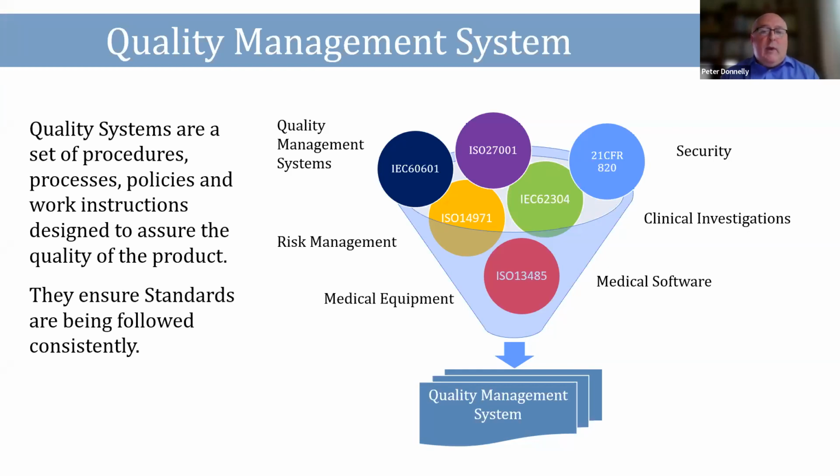Within that QMS, you could be addressing a number of standards. We see 13485, which is the obvious one, but you also have the risk one, 14971. If you're developing software, you have to consider 62304. If you're dealing with medical equipment, 60601. And probably what a lot of people are seeing nowadays, although it's not mandatory, is a security infrastructure standard, 27001.